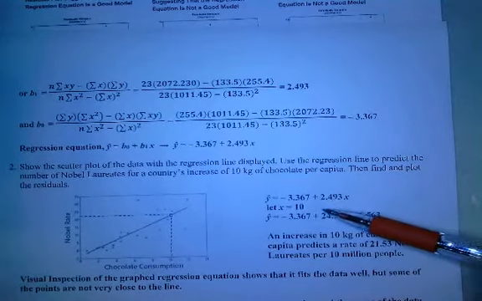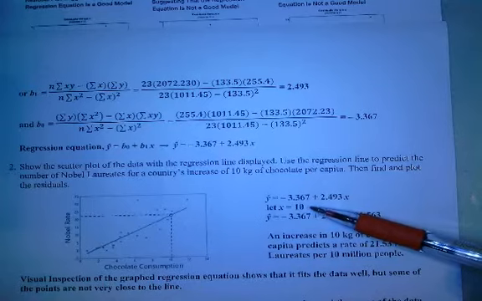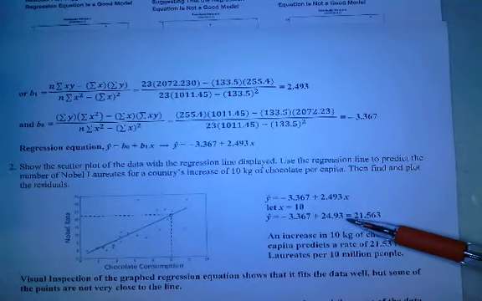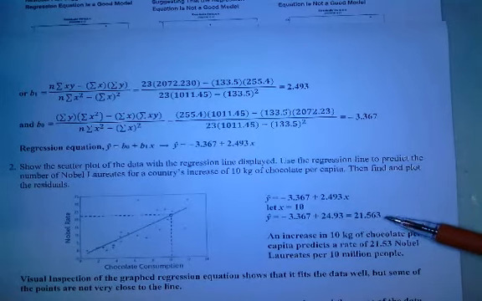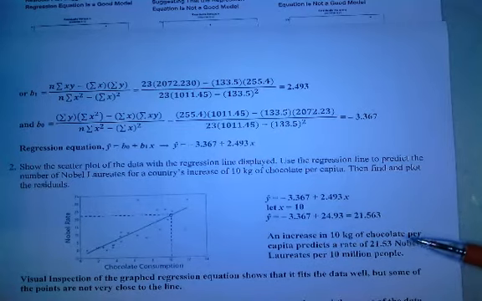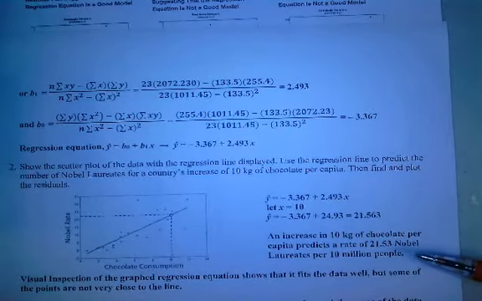In terms of a predictive value, let's just say x equals 10, plug it in, 2.493 times 10 would be 24.93. That gives us a predictive value of 21.53, so we would say then an increase in 10 kilograms of chocolate per capita predicts a rate of 21.5 Nobel laureates per 10 million people. That also gives you some ideas about what the units were for our numbers.